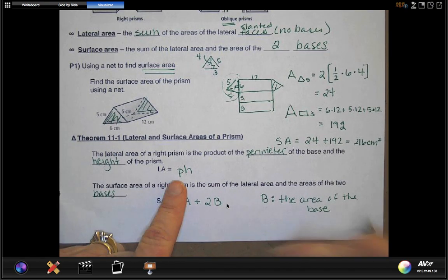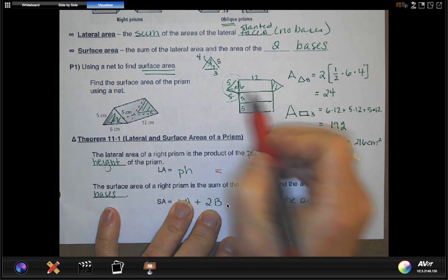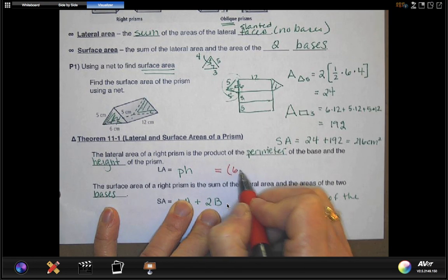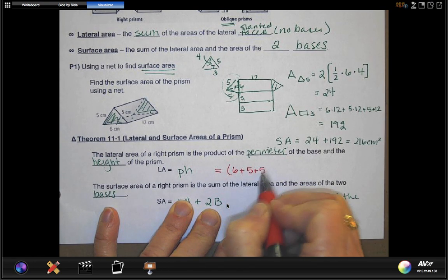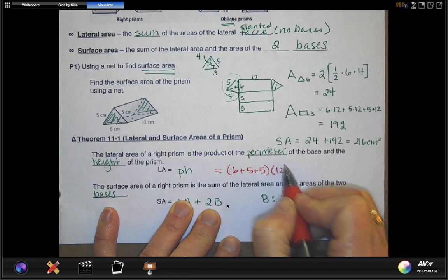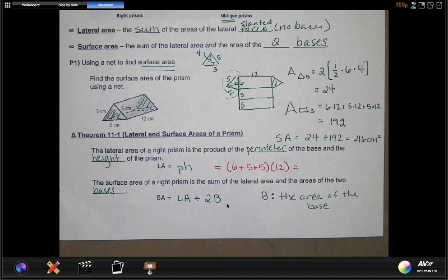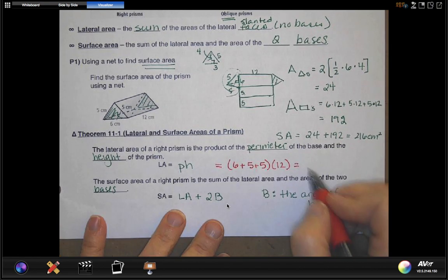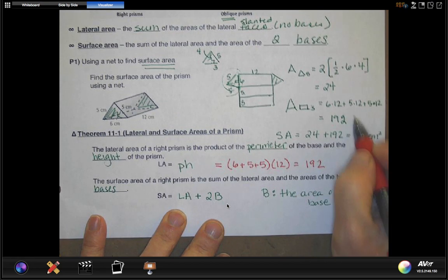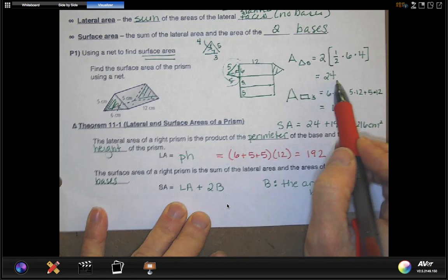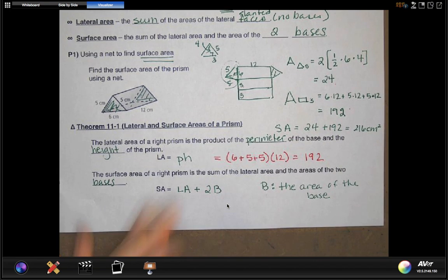So if I go back up here, if I did my lateral area, so again, my perimeter would be 6 plus 5 plus 5, and then my height is 12. So I'd have 16 times 12. So there's my 192, which is what I had for the rectangles. And then here, if I found the area of the two bases, that would still be that triangle right there. So I'd get the same answer, okay?